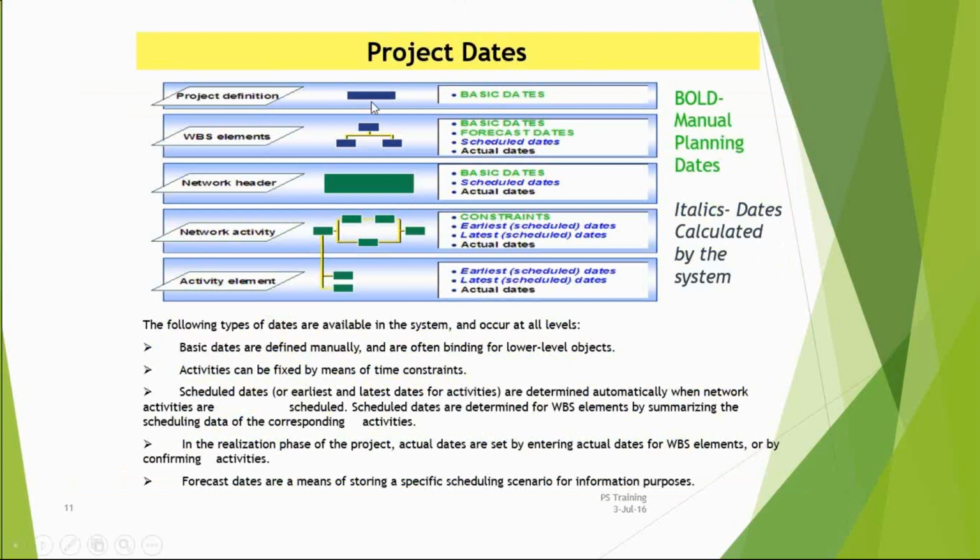If you see here in my project definition, these are only basic dates. I cannot do anything on this one. But in my WBS elements, I have my basic dates, my forecast dates, my schedule dates, and my actual dates. Again here, the four types of dates come up.